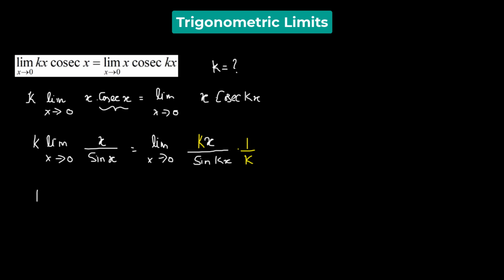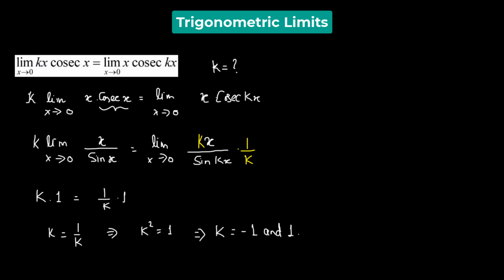So that is going to give us k times the limiting value of x over sine x, which is 1, equals 1 over k times the limiting value of the function kx over sine kx, which is also equal to 1. So that means we have k over 1 equals 1 over k, which implies k squared is equal to 1. Then we're going to take the square root on both sides. So this is going to give us k equals -1 and +1. So this is the final answer.